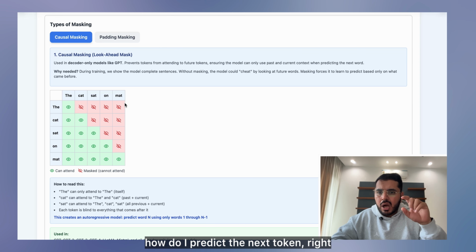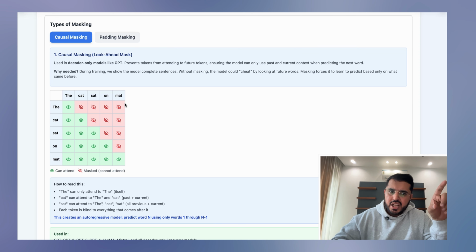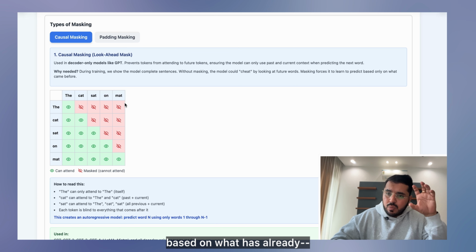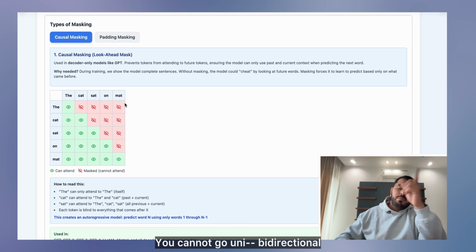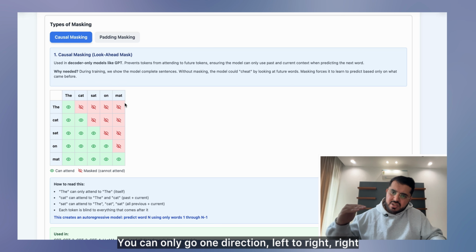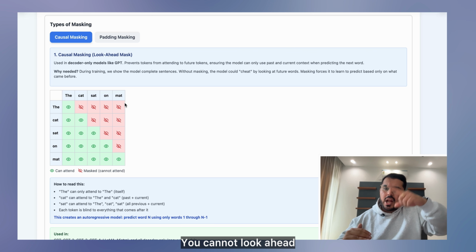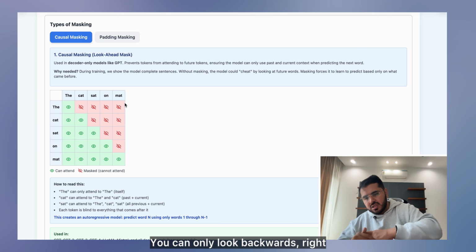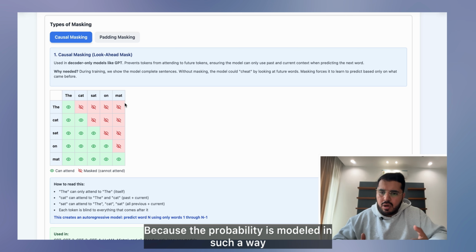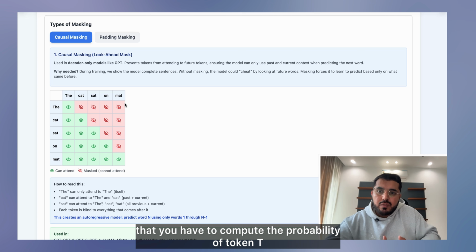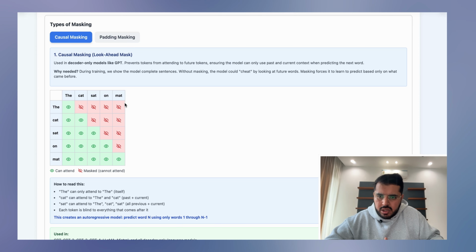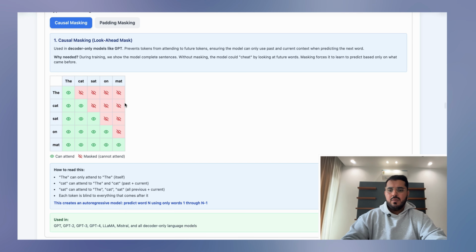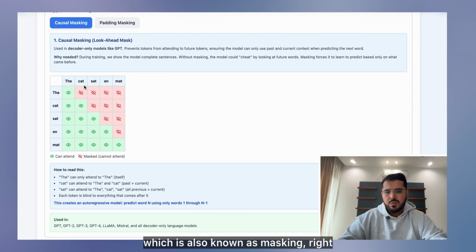You have to learn how to predict the next token, based on what you have already seen before. You cannot go bidirectional. You can only go one direction, left to right. You cannot look ahead, you can only look backwards. Because the probability is modeled in such a way that you have to compute the probability of token t given tokens 1, 2, 3, 4, and so on till t minus 1. That's why we introduce this idea, which is known as masking.